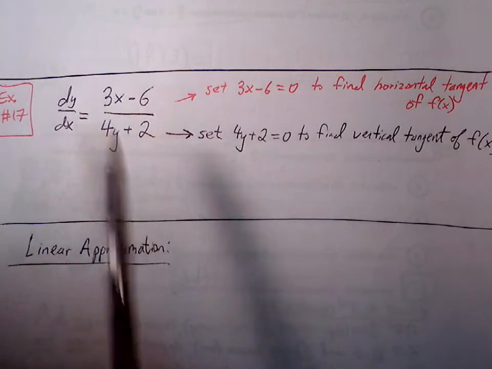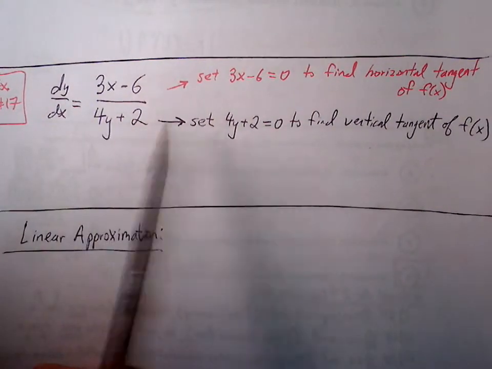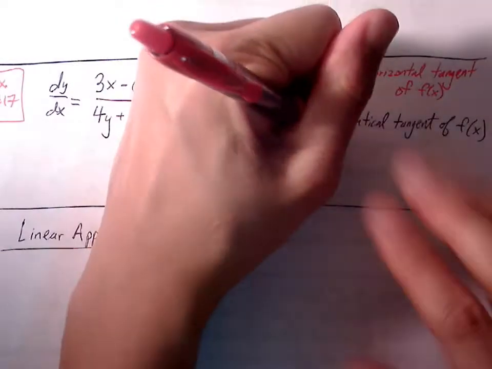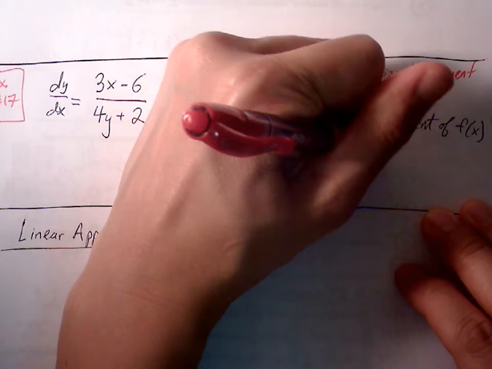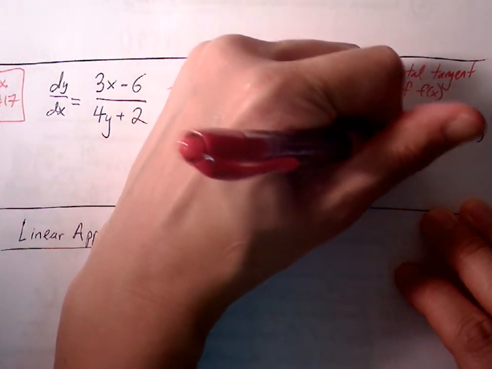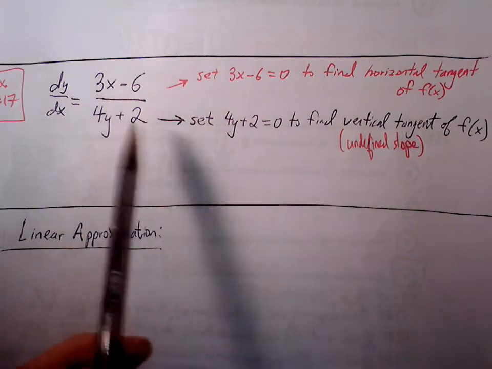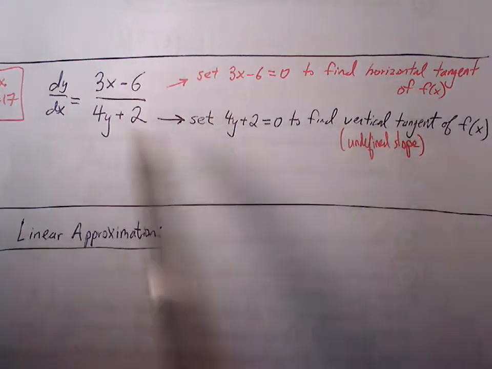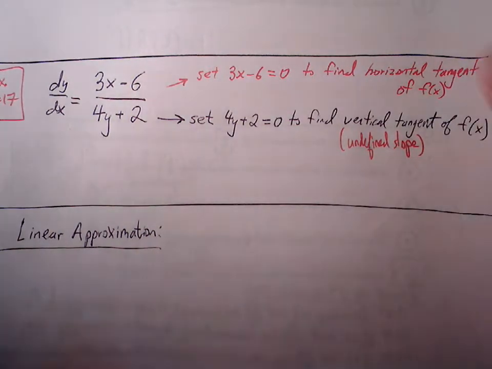And if I want to locate where there's a vertical tangent, basically where the slope is undefined, I'll put that here. Then we take the denominator of the derivative and we set that equal to 0, and if there's a variable there, we can locate where that vertical tangent is.